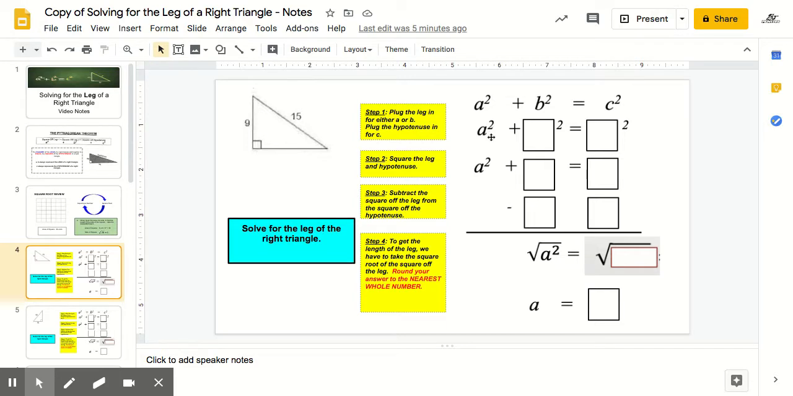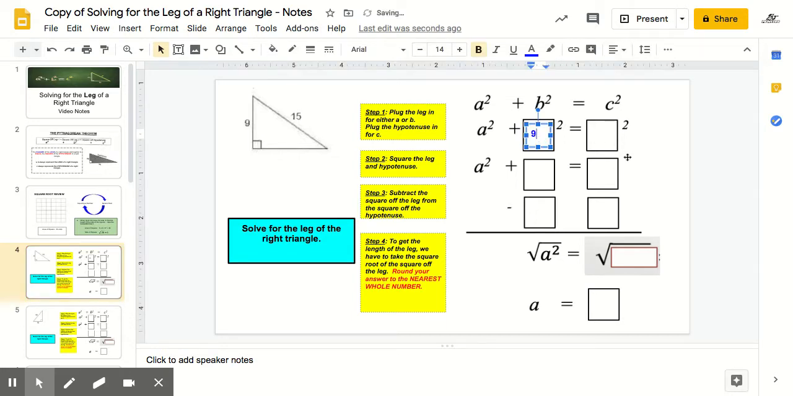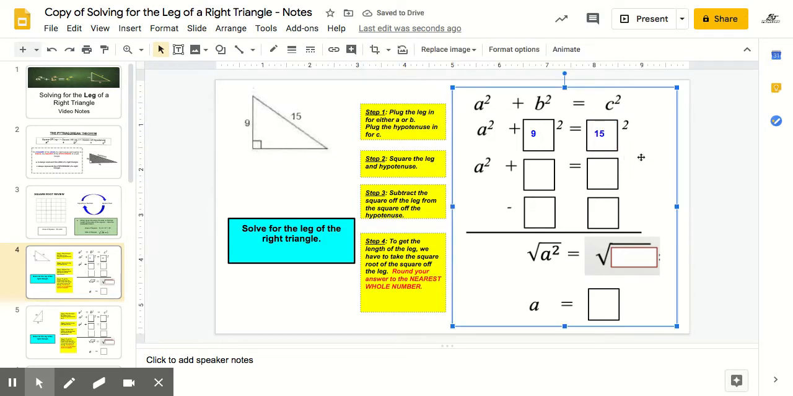So I'm going to leave a squared exactly how it is. I'm going to call the first leg that I'm solving for a squared. I don't know what a is yet. I don't know what that other leg is yet. But I know what my second leg is equal to. It's equal to 9. So for b, I'm going to plug in 9. I also know what my c is. My c is my hypotenuse. I gave you the length of the hypotenuse. The hypotenuse is equal to 15. So I'm going to plug in 15 for c.